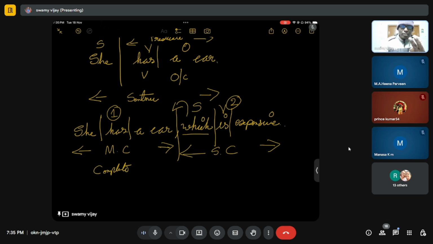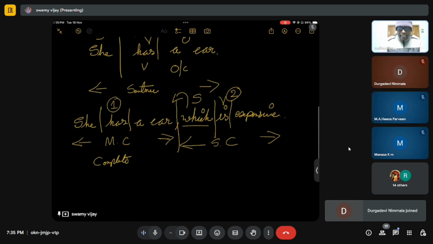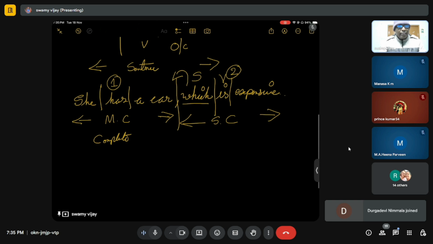there are two clauses. If I remove which is expensive and if I bring only one sentence, she has a car, then there is no question of doubt about clauses. It is a simple sentence. A group of words which has a complete meaning or sense is a sentence. So when there is a lengthy sentence which has different parts with different functionalities, then only we'll take a sentence as a clause, because it is part of the sentence.